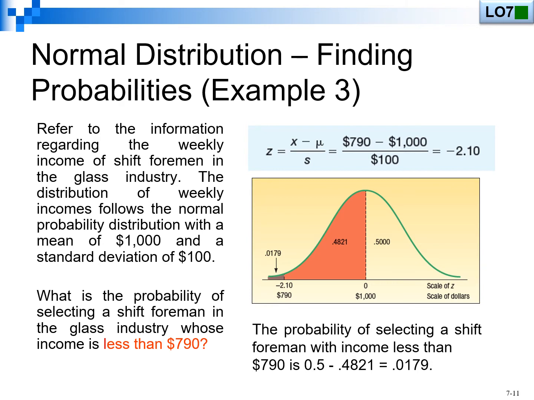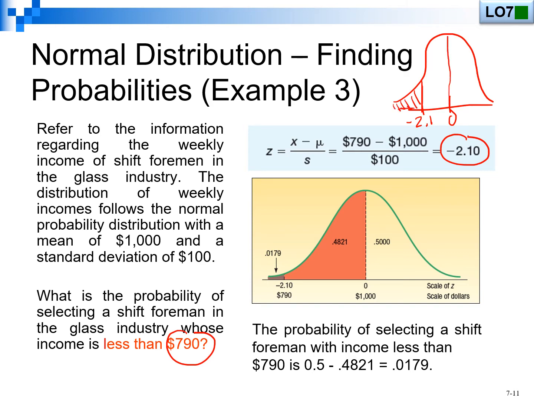Okay, so in this example, they're wanting you to find the area that is actually less than $790. So remember, when we converted 790 into a z-score, we got a -2.1. So if I were to draw my curve, and of course, zero's in the middle, we've got negative 2.1 right here. Let me draw my line. They're basically wanting you to find that part of the curve.